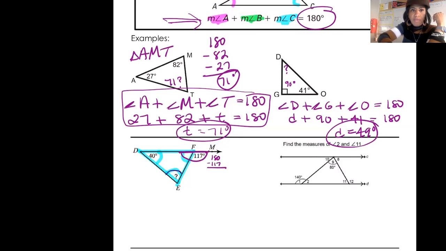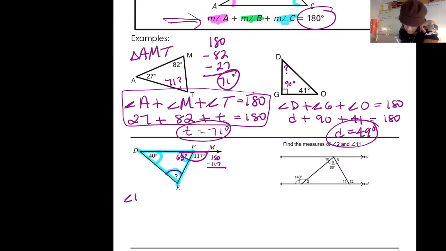And that is going to give me the measure of that angle on the inside of that triangle. And that answer should be 63. So this angle right here is 63 degrees. Now I can work with the inside of the triangle.